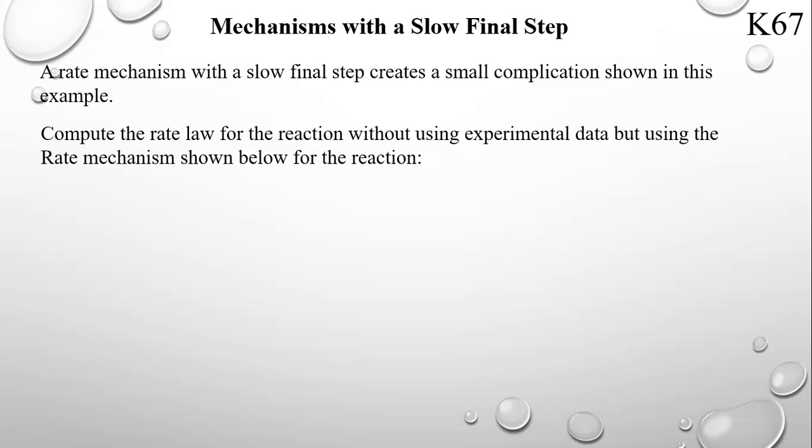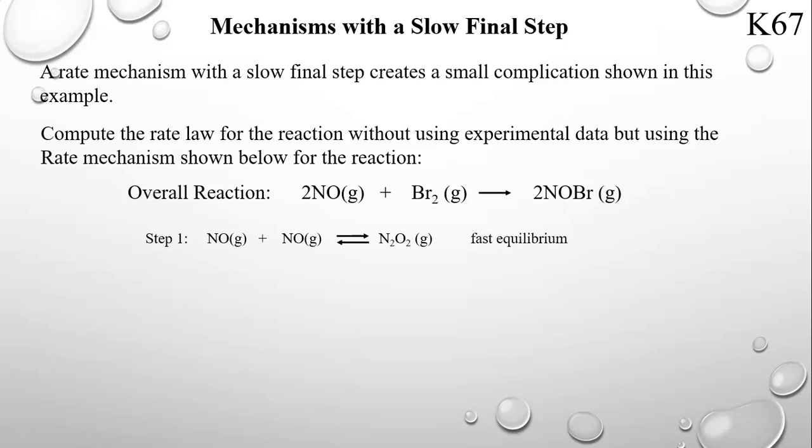Compute the rate law for the reaction without using experimental data, but using the rate mechanism shown below for the reaction. So there's the overall reaction. It's 2NO plus Br2 will give you 2NOBr. And if you check that out, that is a balanced reaction. So here's step 1. It's NO plus NO gives you N2O2.